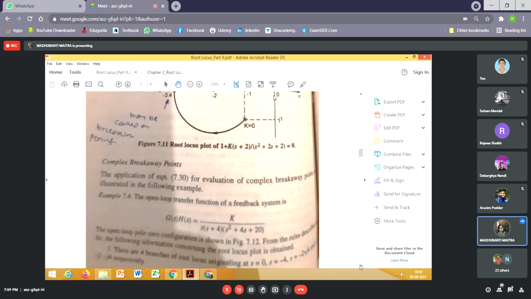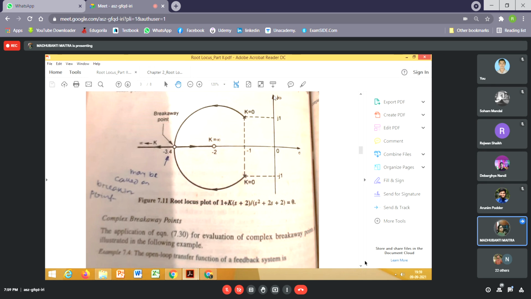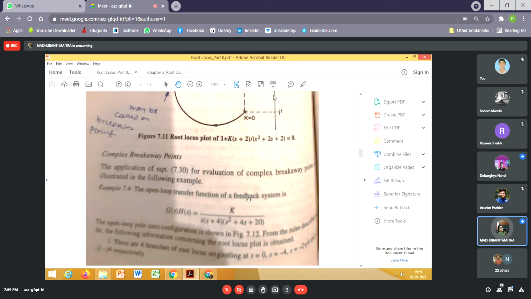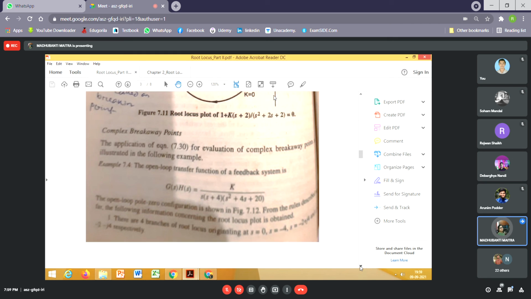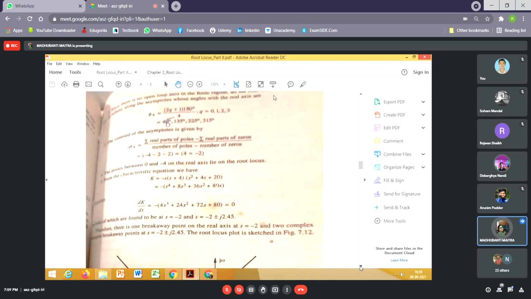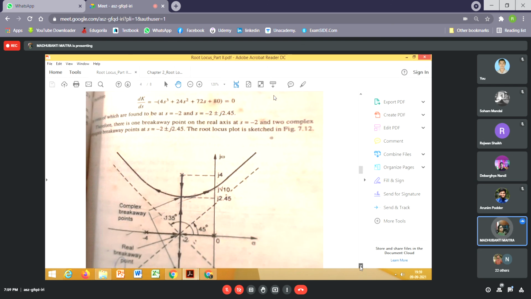Because the root locus is symmetrical, and you see this root locus is also symmetrical about the real axis. Or it could be a combination of these. So here is one example. I'm not discussing this example, just go on applying the rules step by step. I'm just showing you the root locus.